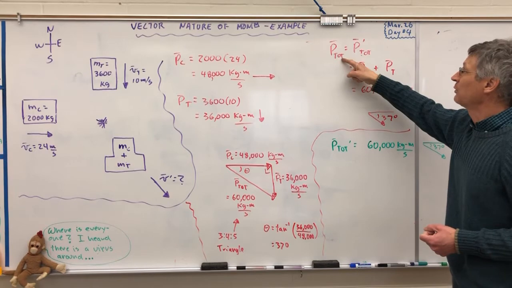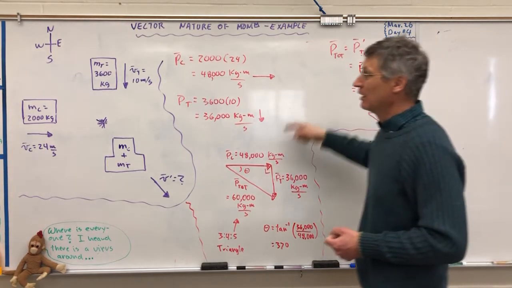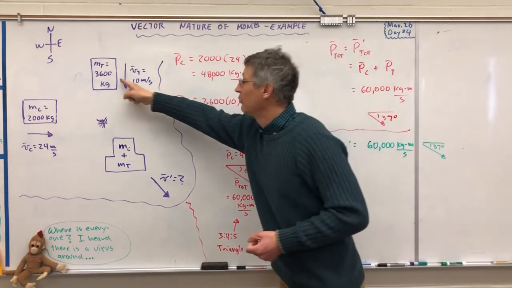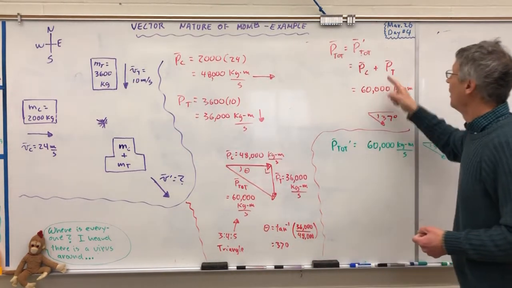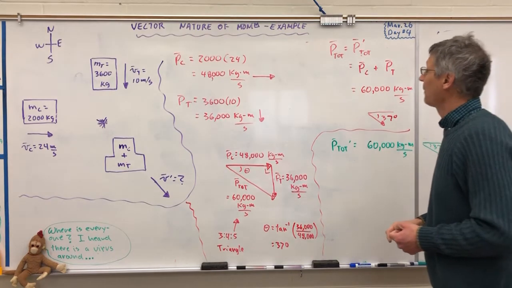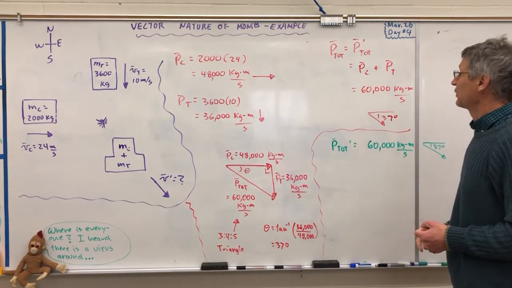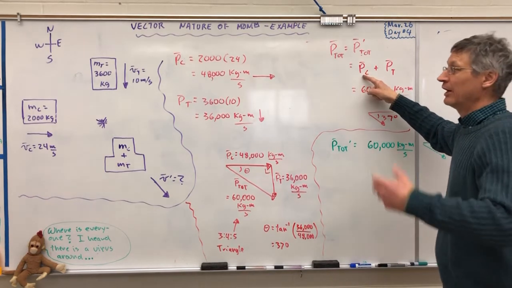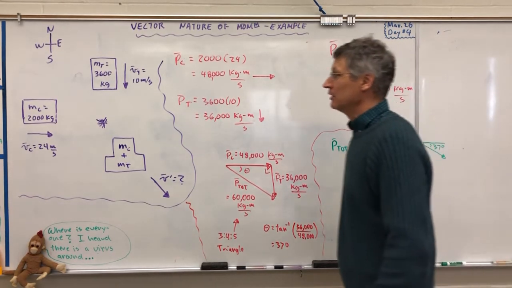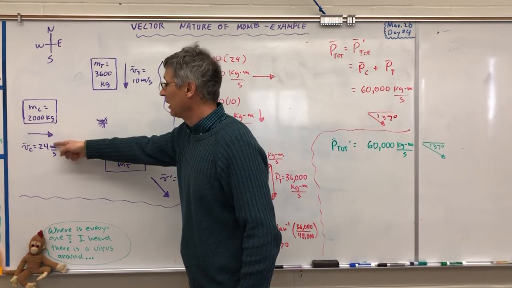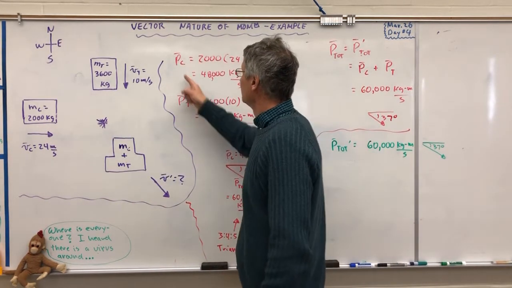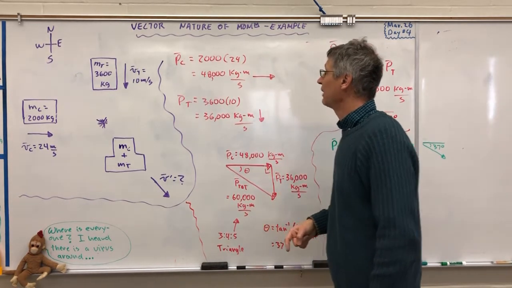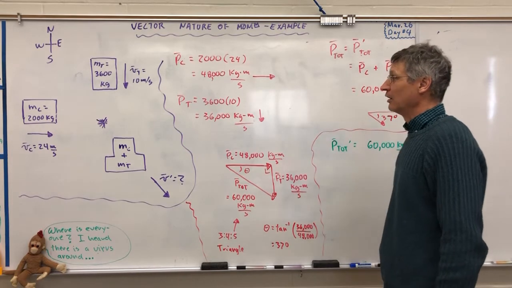And of course, the total momentum of everything before is going to be the momentum of the car plus the momentum of the truck. Now, let's figure out what the momentum of the car is. Okay, that's something we can do. The momentum of the car, easy enough. The mass of the car times its velocity. There it is, 48,000 kilogram meters per second, straight east.